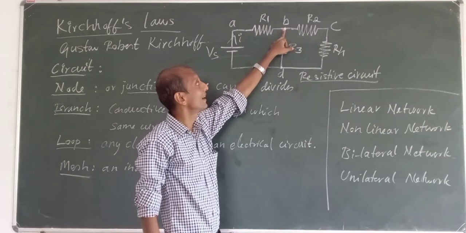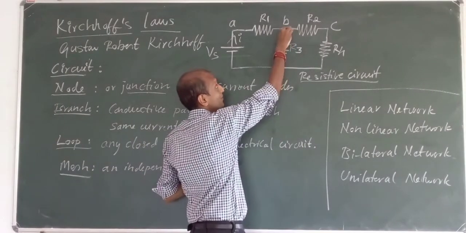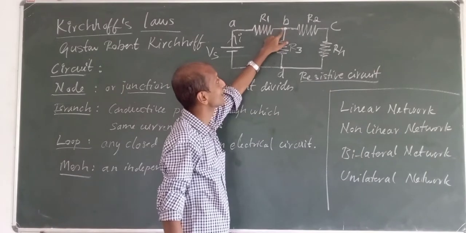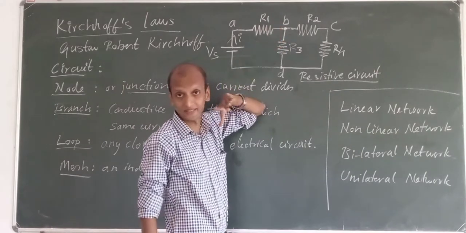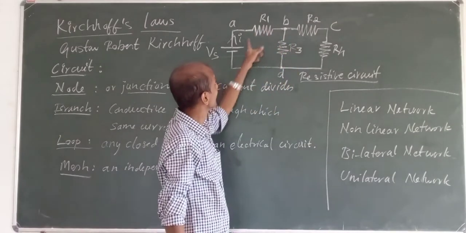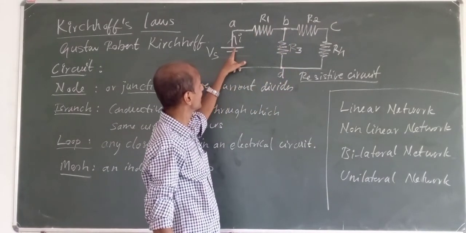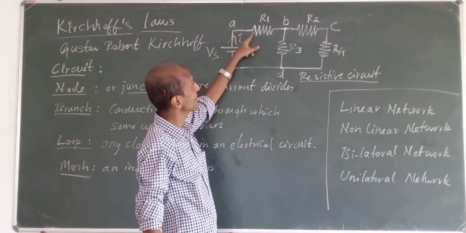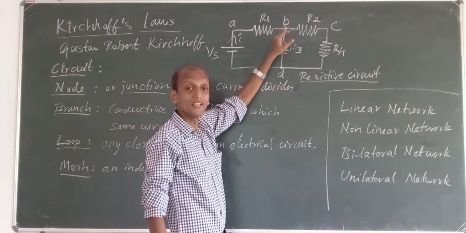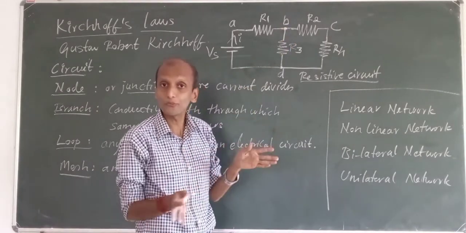It comes to point B. What happens here is that the current divides, because on both sides it has resistances. The current which flows from point A through resistance R1 and comes to point B has two options to flow. Isn't it?